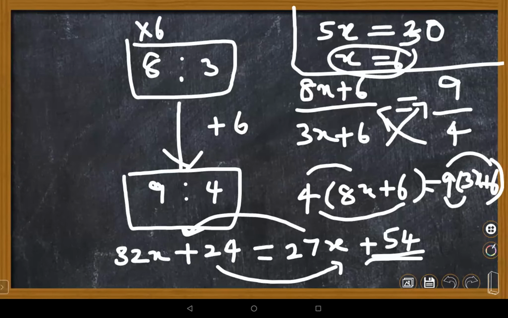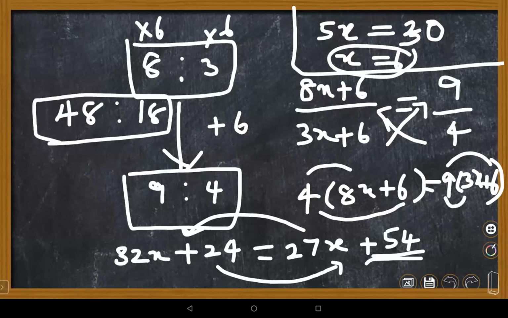8 into 6 will be 48, and 3 into 6 will be 18. So it will be 48 is to 18. This is the present ages of their ages.